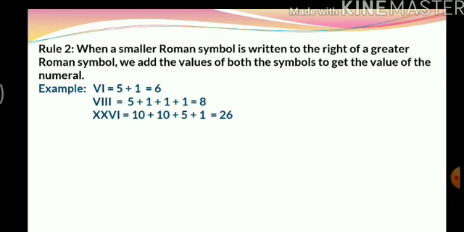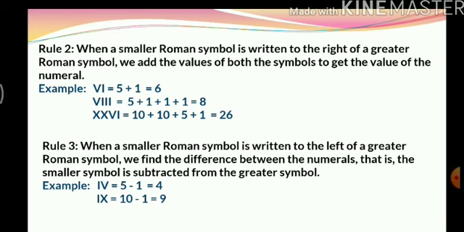Similarly, VIII. Here, again, V is 5 and I is 1, and they are written on the right hand side of the symbol V. So we add the values 5 plus 1 plus 1 plus 1, which is equal to 8. So we have another example here, XXVI. Here X is the greatest value and then V is smaller than that X and I is smaller than V. So we add the values and we get 26.